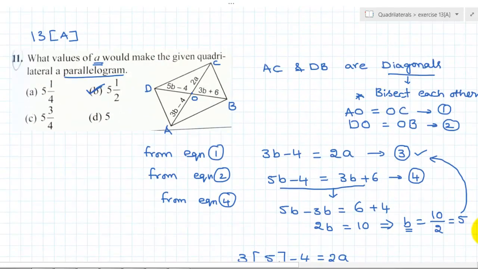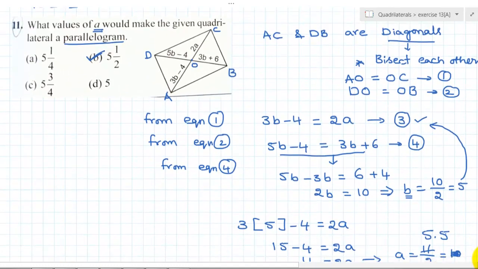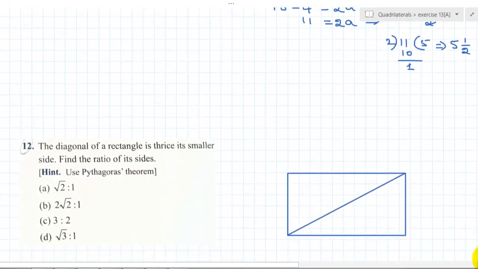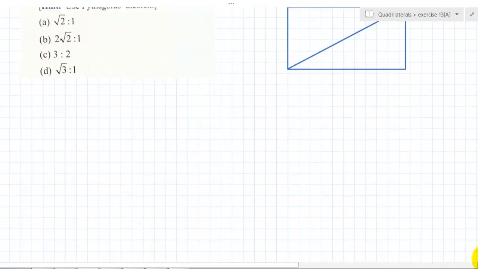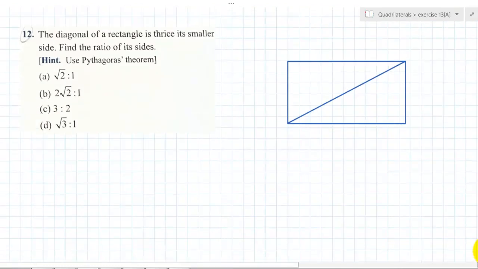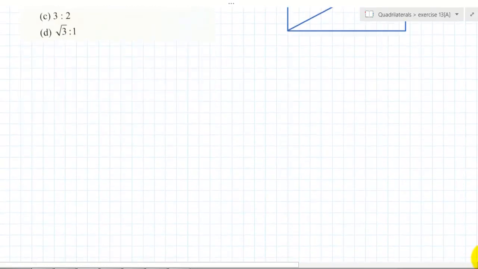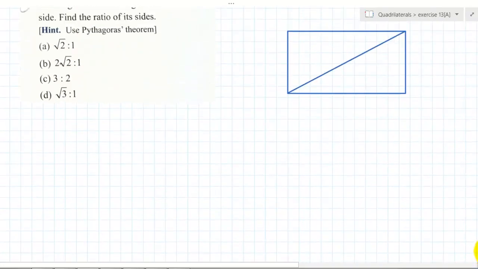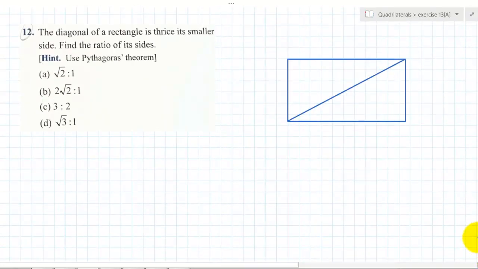Now let us look at our last problem of exercise number 13a. What is given? The diagonal of the rectangle is thrice its smaller side. Find the ratio of its sides. Okay, a hint is given. We have to use the Pythagoras theorem.